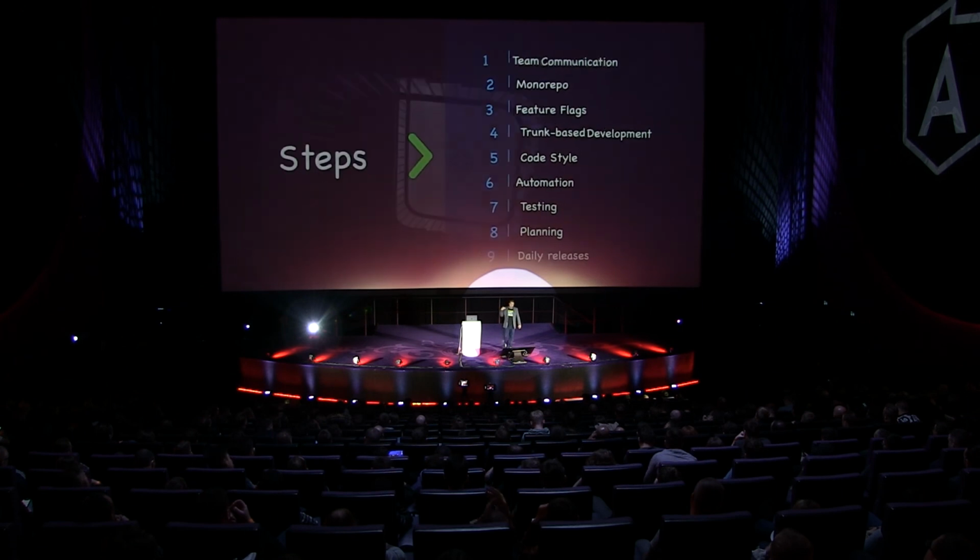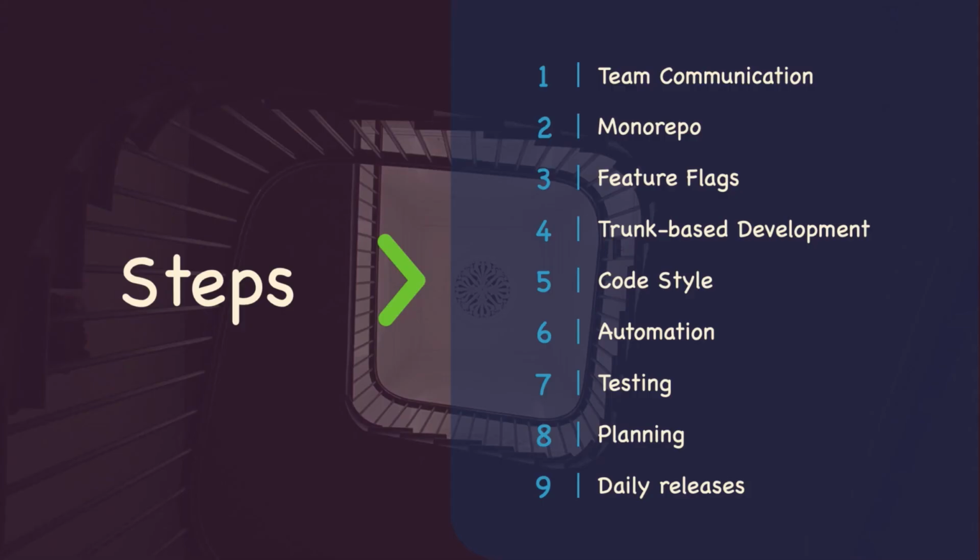And this is frequently the ultimate goal. You want to get there. And to get there, I feel like you have to have a lot of those previous steps going right. So those are the pillars. And again, the specific steps that, I feel, in a sequence, some could be done in parallel, would really help to push your front end to really great success. And that's team communication, monorepo, feature flags, trunk-based development, code styles, automation, testing, and planning. And if it goes well, you'll get to your daily releases.